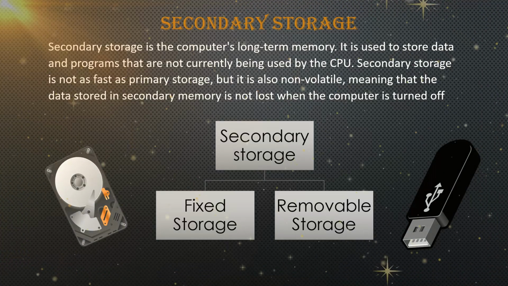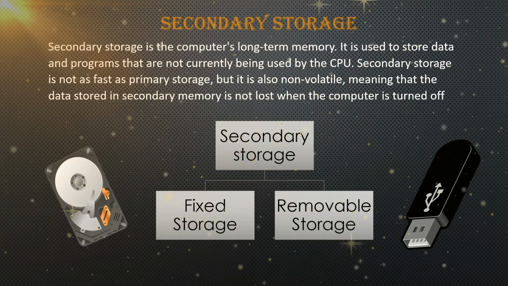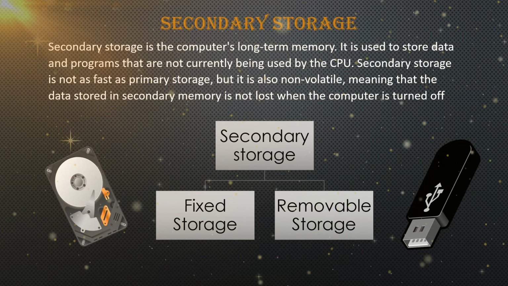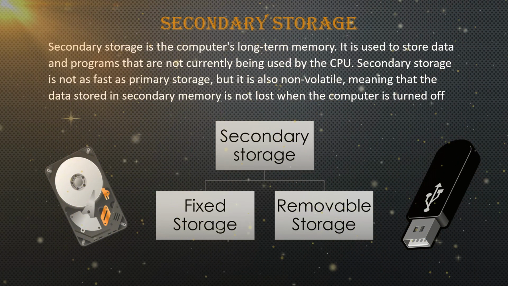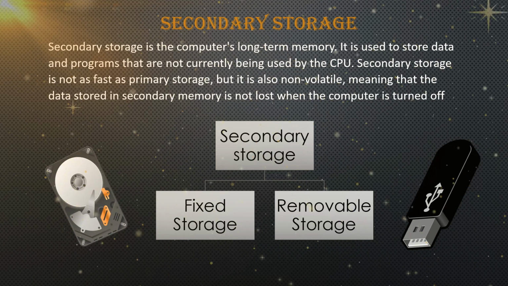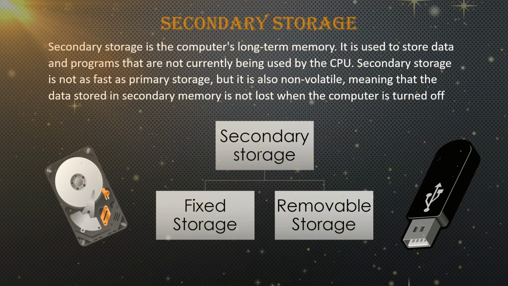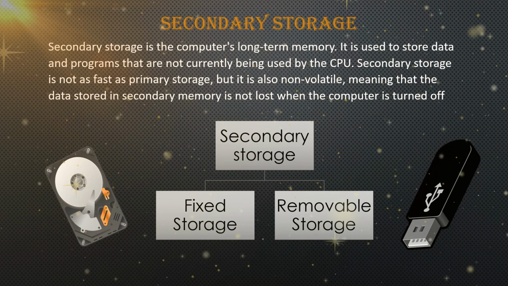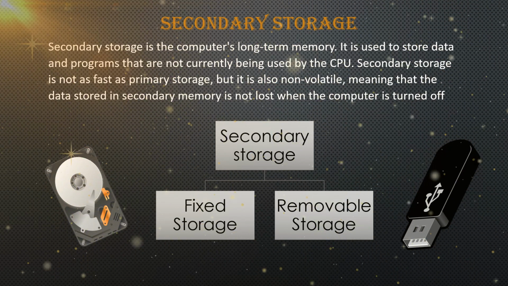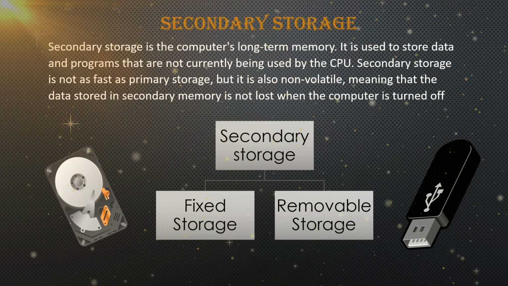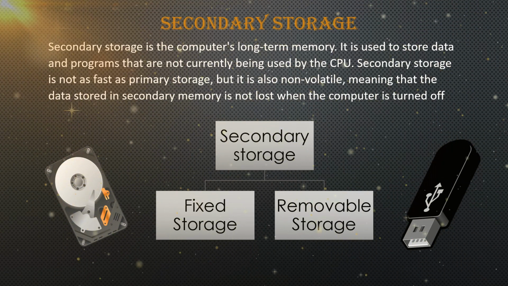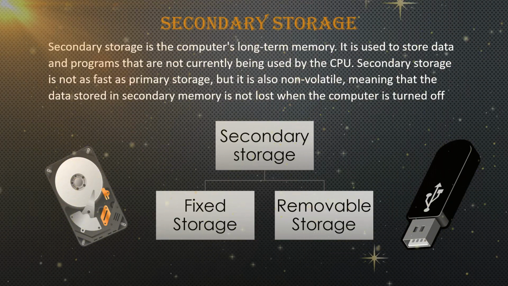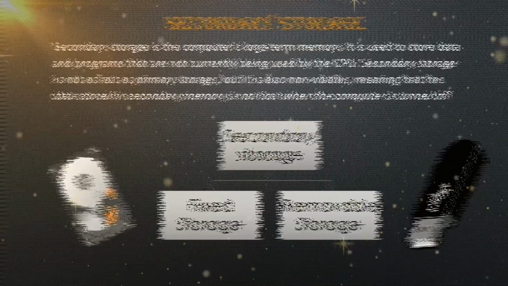Secondary storage is the computer's long-term memory. It is used to store data and programs that are not currently being used by the CPU. Secondary storage is not as fast as primary storage, but it is also non-volatile, meaning that the data stored in secondary memory is not lost when the computer is turned off.